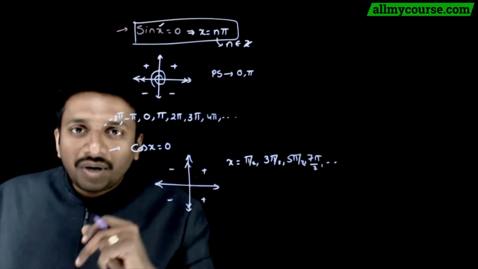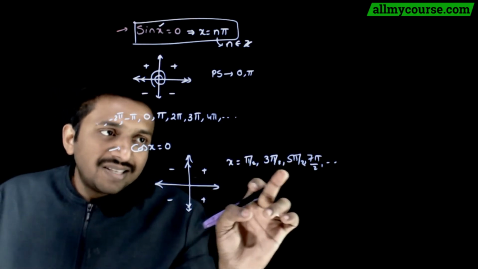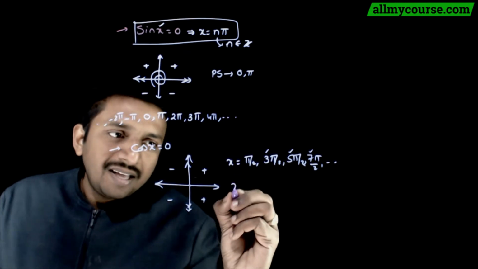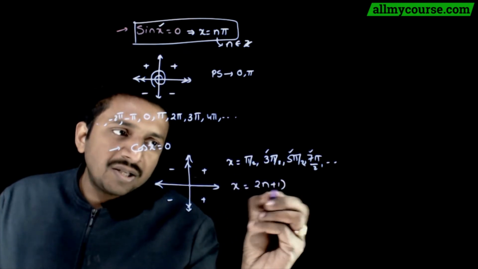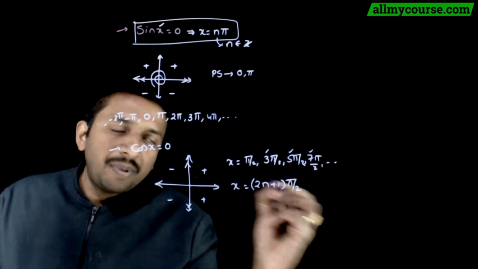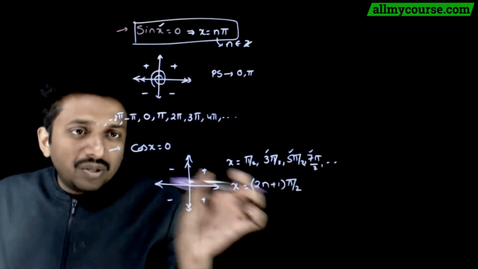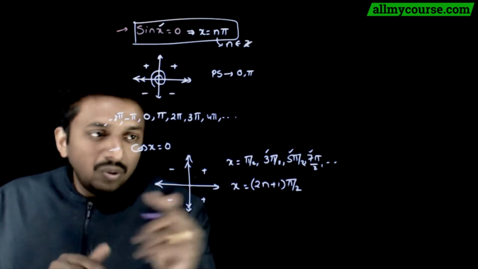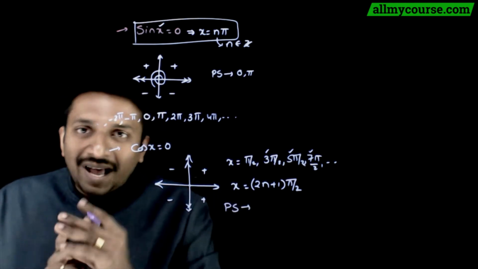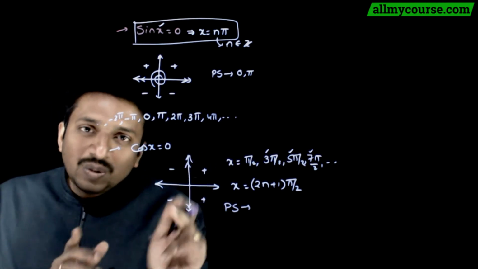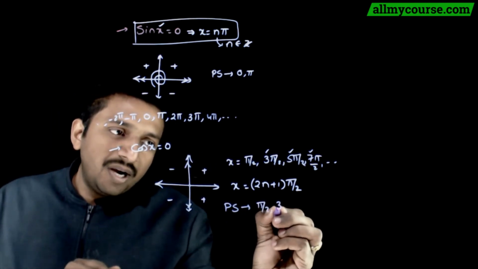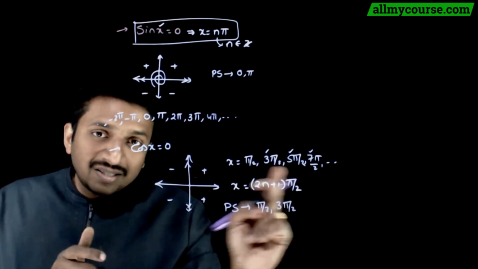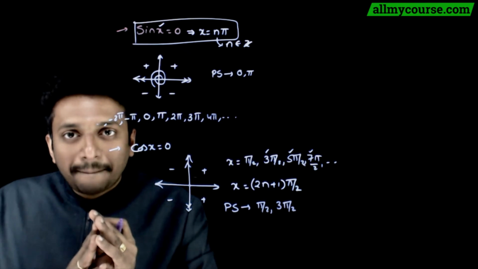So is there a general way to write this? Yes. All these are nothing but odd multiples of pi by 2. So I can write x as an odd number, which can be written as 2n plus 1, times pi by 2. So the general solution of cos x is equal to 0 is 2n plus 1 times pi by 2, and the principal solutions are nothing but 90 degrees and 270 degrees. Pi by 2 and 3 pi by 2 are the principal solutions. All these solutions constitute the general solution.